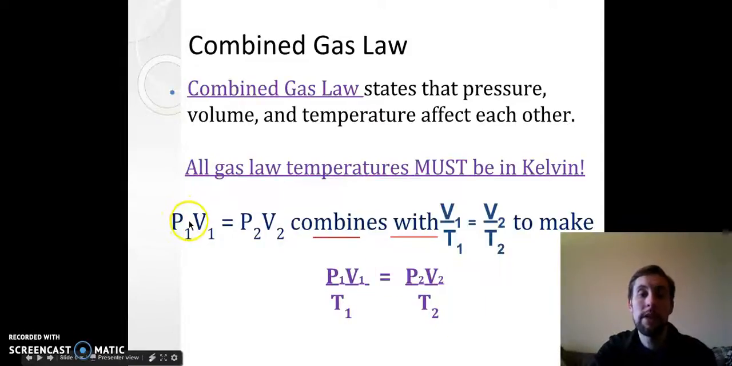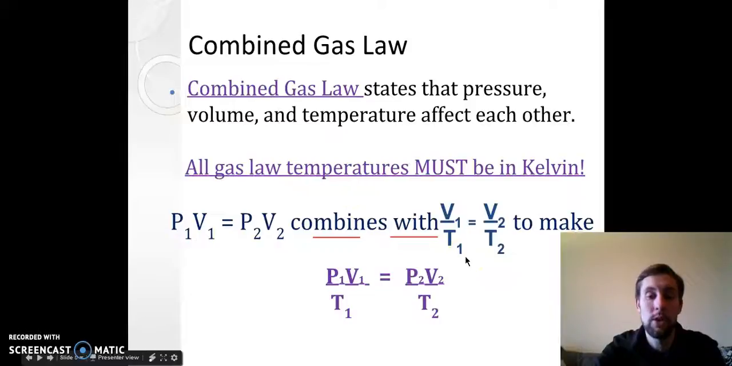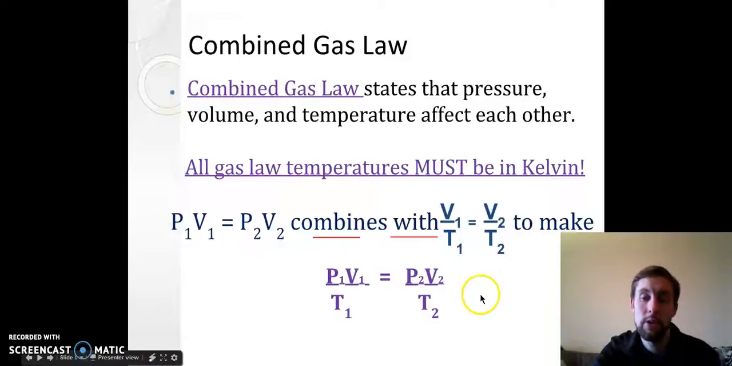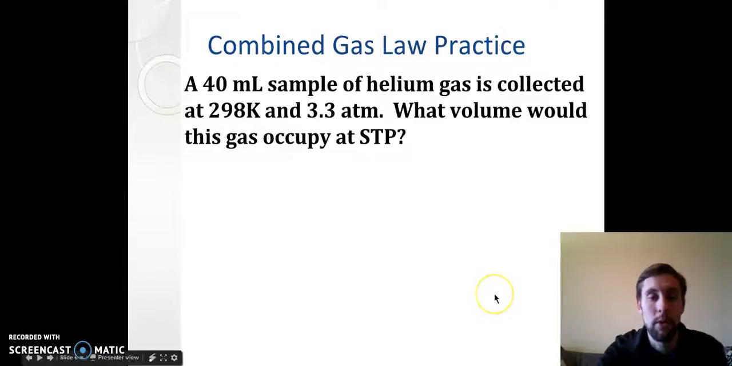So our P1V1 equals P2V2 combined with V1 over T1 and V2 over T2 to get this purple equation, which is your combined gas law. Pressure 1 times volume 1 over temperature 1 equals pressure 2 times volume 2 over temperature 2. They'll give you, pretty much always, 5 of those 6 variables. We have to solve for the 6th one. Let's take a look at an example of one.